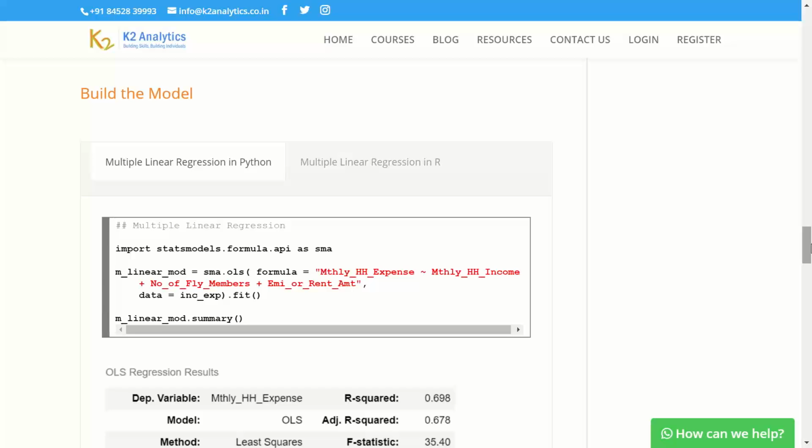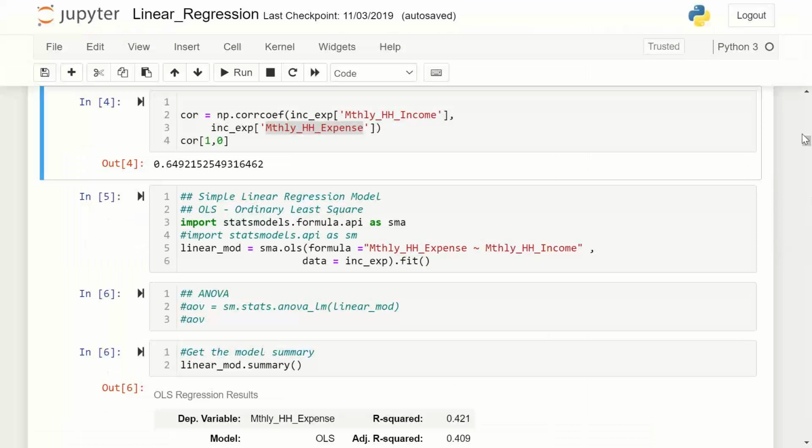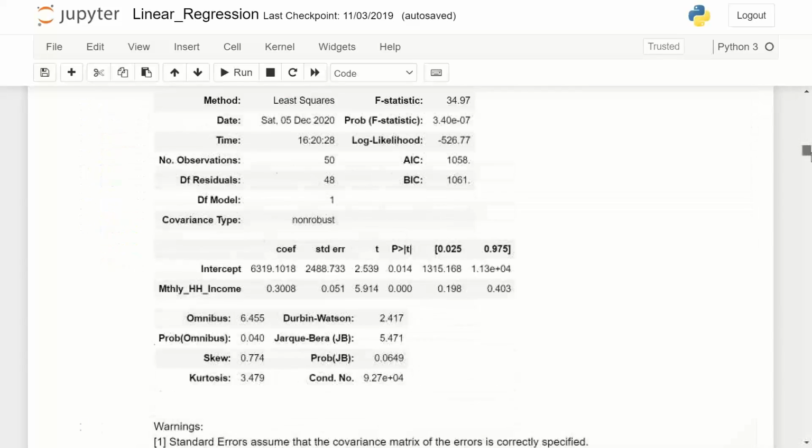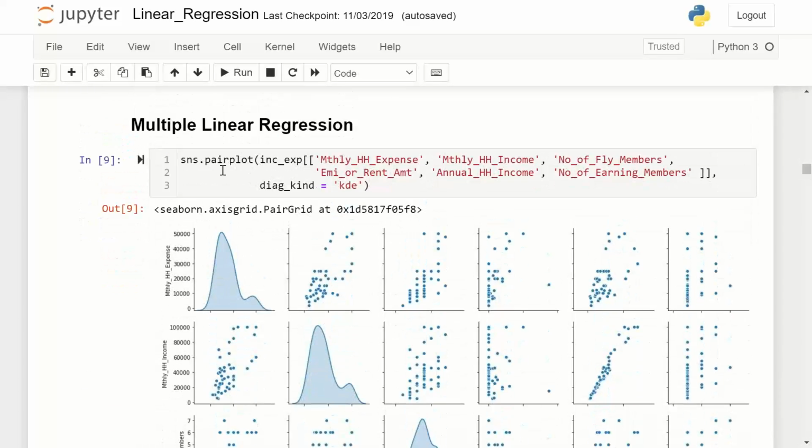So let's just get into our Jupyter notebook. Here we completed till here. We now get into this R squared. This is the SNS. SNS is Seaborn, the pair plot. I just run it. Control enter.